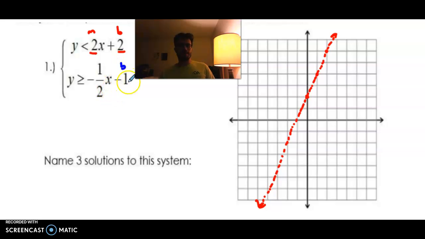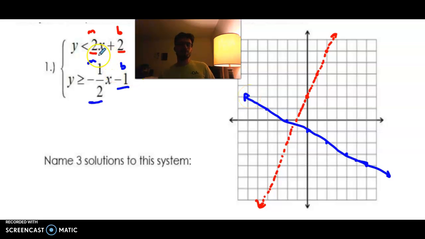Now let's do the next one. So here my b is -1, and my slope is -1/2. And if slope is -1/2, I'm going to go down 1, 2 to the right, down 1, to the right, down 1, to the right. Okay. And I will now connect the dots. And notice this one, I'm going to do a solid line because it's greater than or equal to. Could have done a better line, whatever.